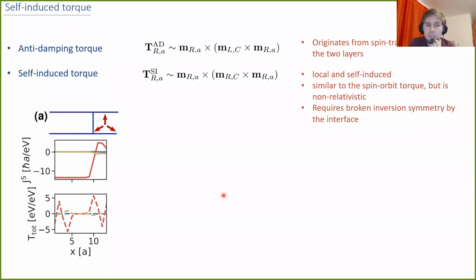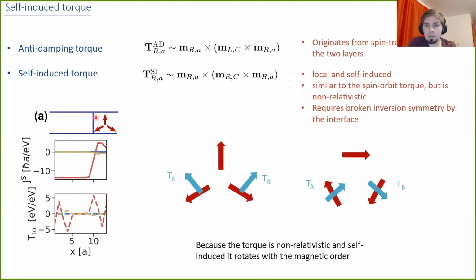One thing I also want to mention is that because our system does not break inversion symmetry in the bulk, we only see it close to the interface. We need the interface to break the inversion symmetry because inversion symmetry breaking is needed to have any torque in the linear response regime. But if we had a material that breaks inversion symmetry in the bulk, and we have some examples, some preliminary calculations, you would see a torque like this in the bulk, and then you really have something analogous to the spin orbit torque, but non-relativistic in origin.